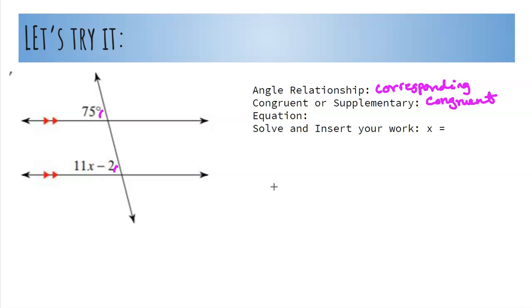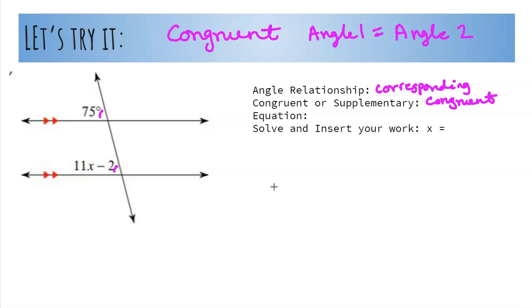I can also tell that these are both acute angles, therefore they have to be congruent to each other. So I have to set up an equation. Congruent means they are equal to each other. This might be a good thing to put off to the side: congruent means they're equal. So your equation will look like this: whatever angle 1 is equals whatever angle 2 is.